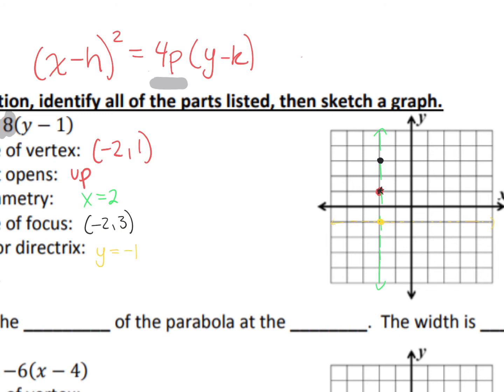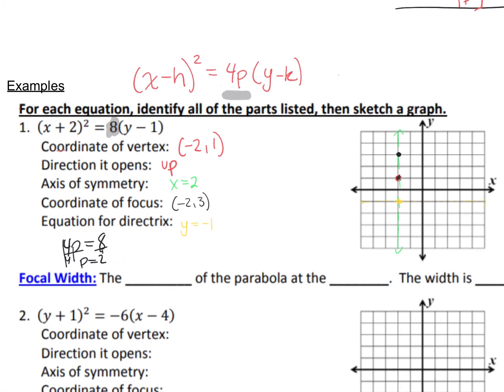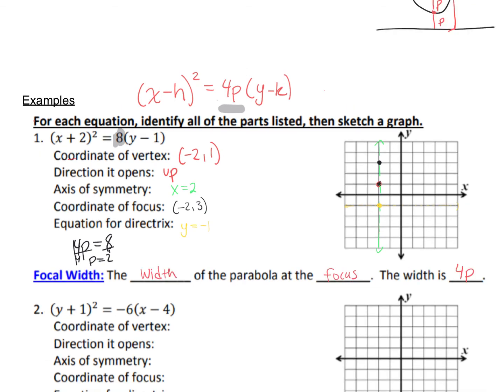All right, so I have my vertex, I have my focus, I have my directrix. Now, the big part of this is we actually have to draw that parabola in. And so I'm going to do that right now. But before I do that, I'm going to give you a quick definition here. This definition says the focal width is the width of the parabola at the focus, right? And that width is 4p. So that's going to give us a nice piece of information so that we can actually draw this parabola in.